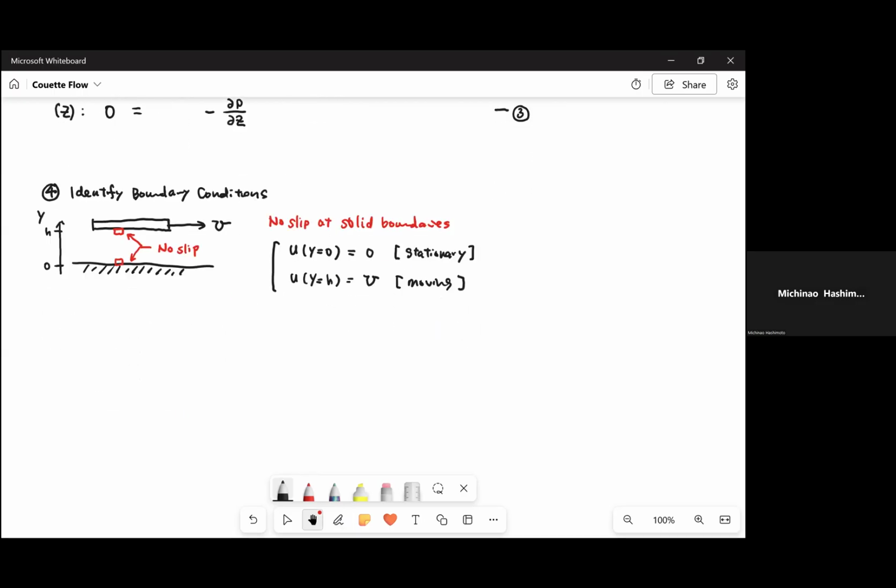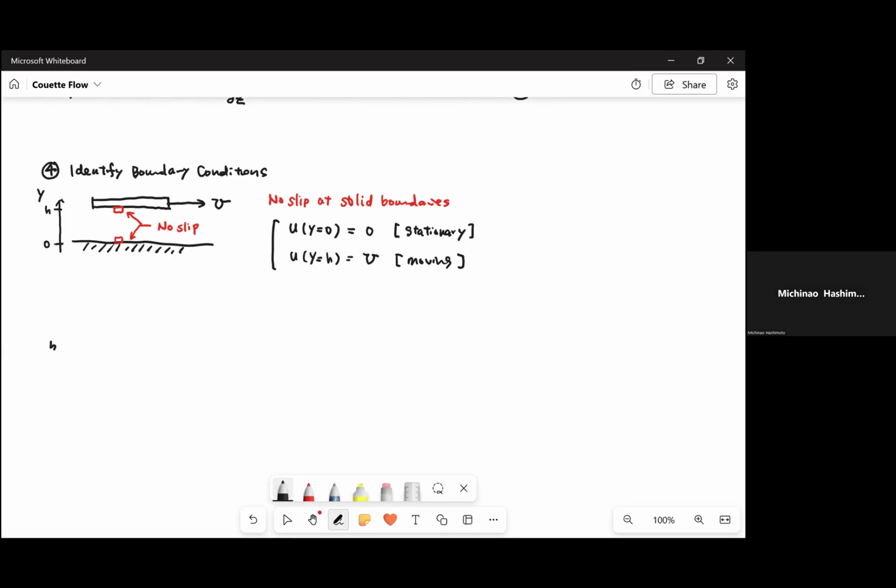Okay, so let's do this. Number 5, solve the differential equation. At this point, this is really the math. This last part is really the mathematics here.